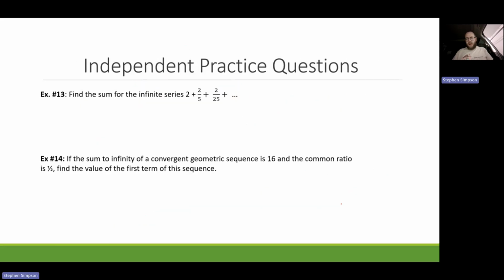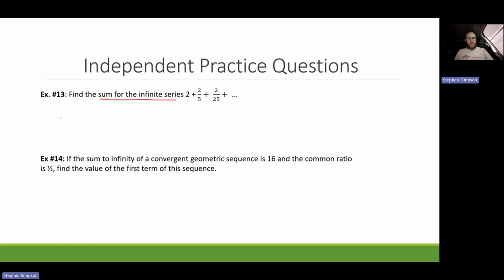Okay. We're going to try these. It says independent practice. Let's just try them together, because then you can do your own independent practice. So find the sum for the infinite series. This is a geometric series where you're multiplying by 1/5.